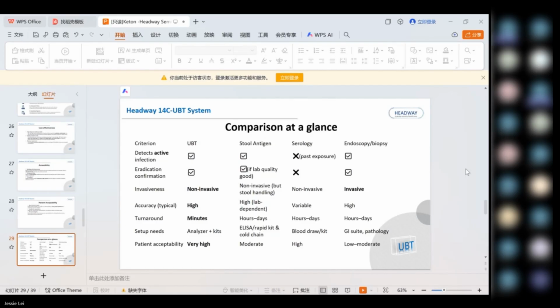Okay, then that is well answered. There's a question from Hillary. Can UBT differentiate amoxicillin resistant H. pylori, or is it non-specific? I'm afraid it cannot differentiate amoxicillin resistance. All the antibiotic resistance, we cannot use UBT to identify that.